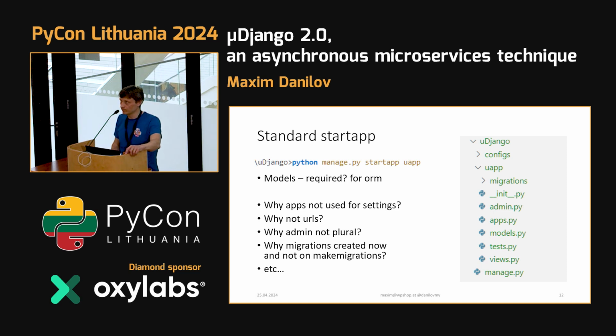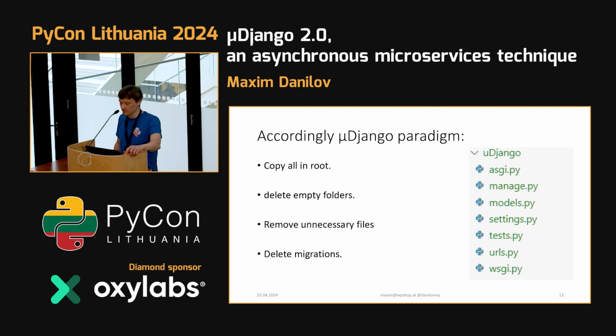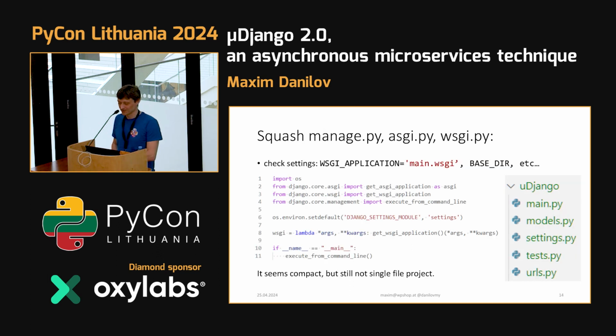And according to the µDjango paradigm, we copy it all into the root folder. If something crashes, throw it away. And as a result, we have the ASGI and WSGI interfaces, manage, models, settings, tests, and URLs. Remove migrations, remove unnecessary files, delete empty folders, that's all. Not too much, but too much.